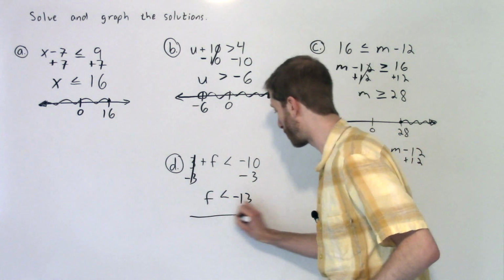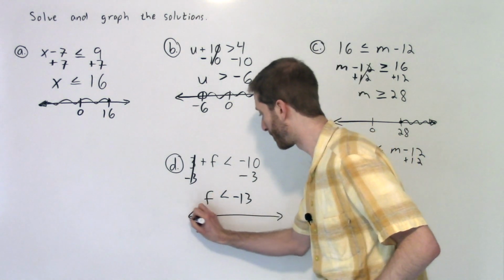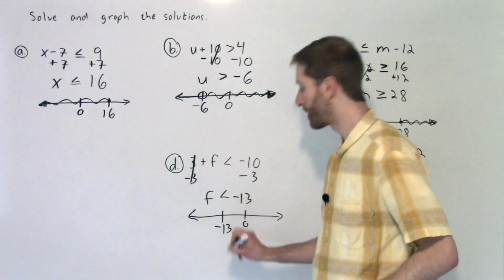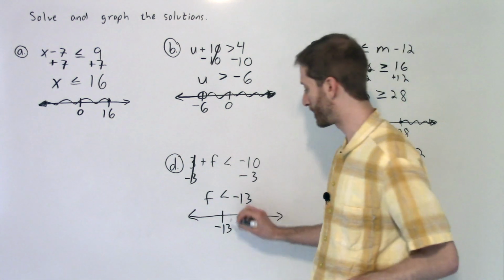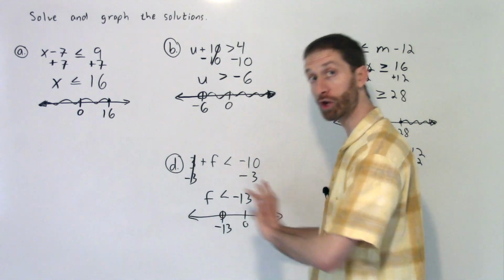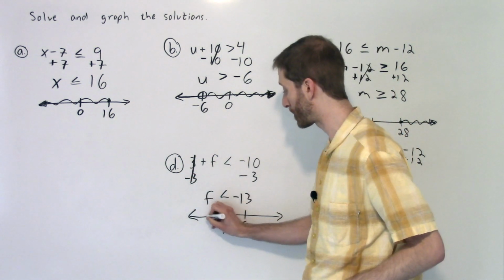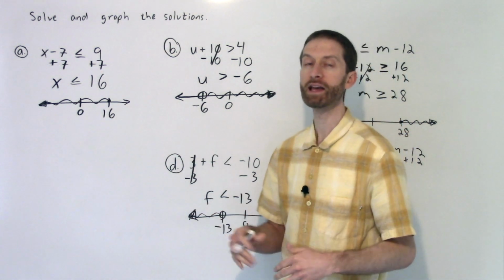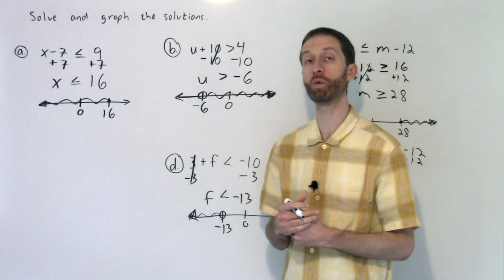And then of course we're going to graph that. Why wouldn't we? Our boundary is at negative 13. I'll put that right here. We're saying we're less than negative 13, so we don't include it, and we take all numbers to the left of negative 13, so we shade all those numbers in. That's it in terms of the process and seeing how this is a lot like one-step equations.